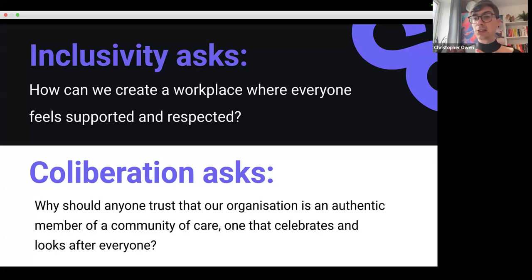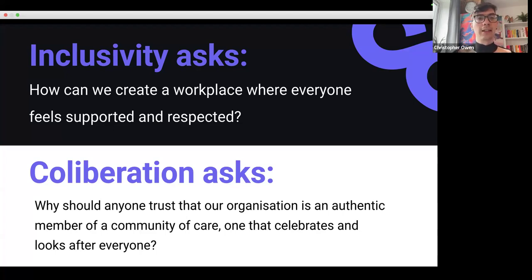Lastly, here I have that traditional inclusivity might ask, how can we create a workplace where everyone feels supported and respected, where everyone belongs, right? Which is lovely. But what we'll do a lot of the time is create a workplace where the majority feel like they belong. And we know about issues of people hiring for culture fit rather than culture add. We know that that's an issue. But really, we want to think about not just how we create inclusive workplaces, but how we create communities of care.